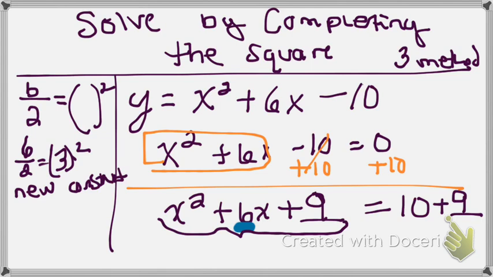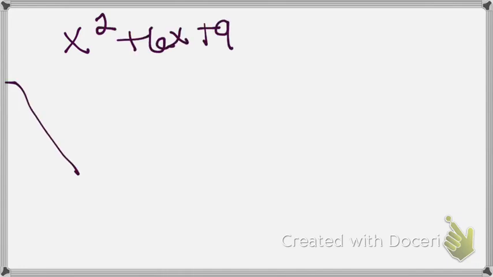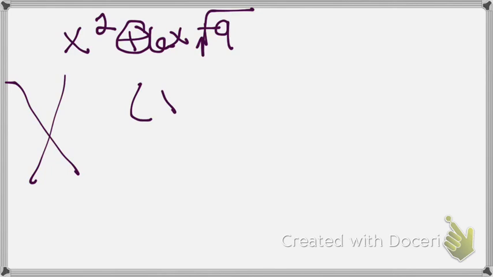Well, this is why solving by completing the square is so special. I know that the square root of 9 is 3. I know that my sign right here is a positive sign. So I'm going to go ahead and just create the two factors, x plus 3 squared is equal to 19. How did you get that, Ms. Smith? Again, I took x squared plus 6x plus 9, and I factored it. I know that if I take the square root of 9 and take this sign, I can create the double parentheses x plus 3 squared.